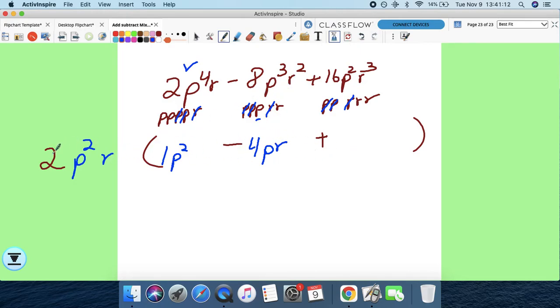Good. 2 times what is 16? Which would be 8. And then no p's left over, but we have 2 r's left over. 2 times 8 is 16. p squared is just p squared, and r times r squared gives me r cubed. Check.